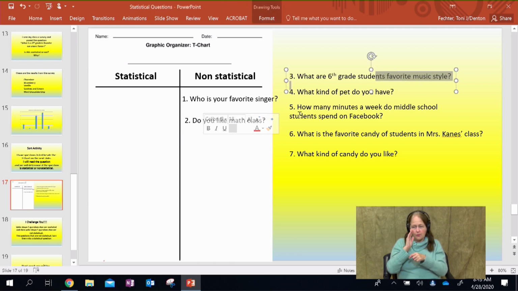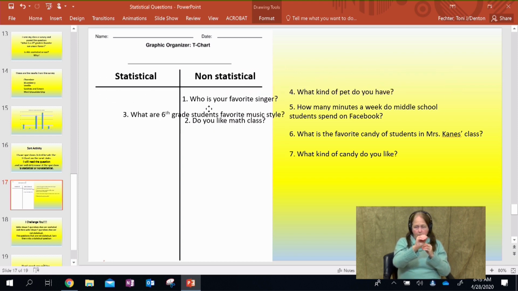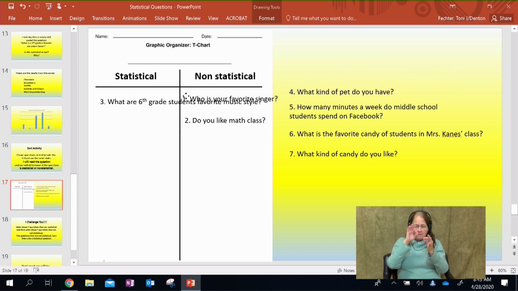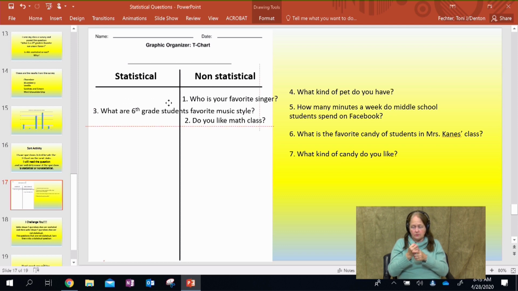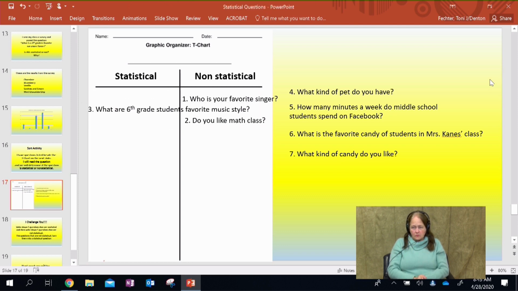So we're going to pull this one over here. It's not going to quite fit, but you get the idea there. Okay. Let's see. Let me do it this way. Okay. Number 4. What kind of pet do you have?